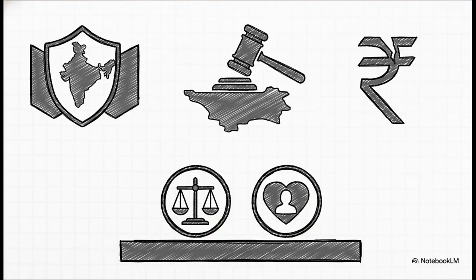So let's do a quick recap of the key takeaways. You've got the 3 tools in the emergency kit: national under 352, state under 356, and financial under 360. While some of your fundamental rights can be put on pause during a crisis, the most important thing to remember is that 2 of them are sacrosanct: Article 20 and 21. Your right to life and personal liberty is non-negotiable.